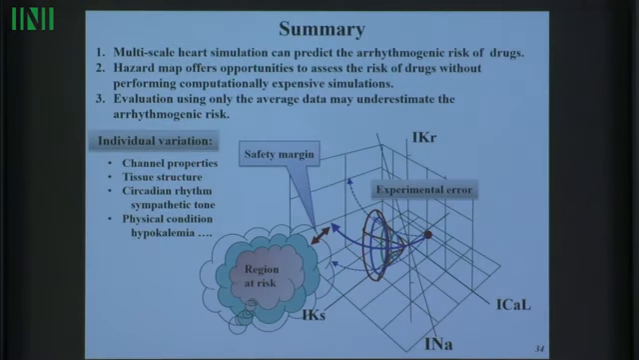In summary, the estimation of the pharmacological parameters shifts the trajectory in a space, and individual variations change the region at risk in the hazard map.